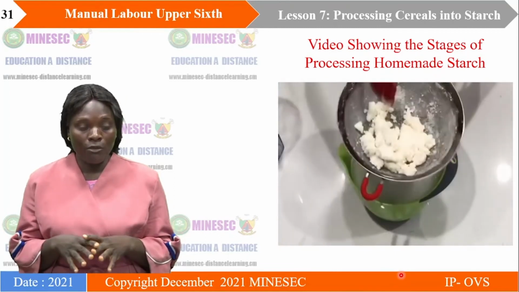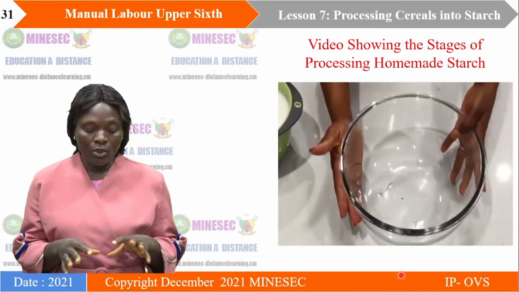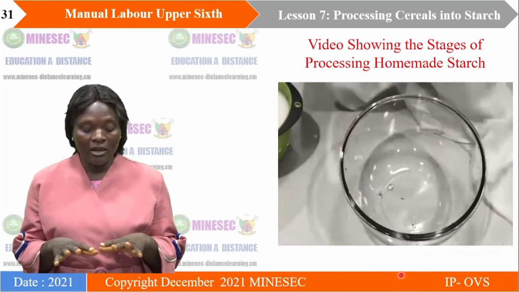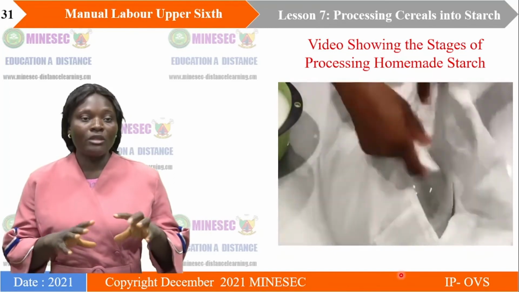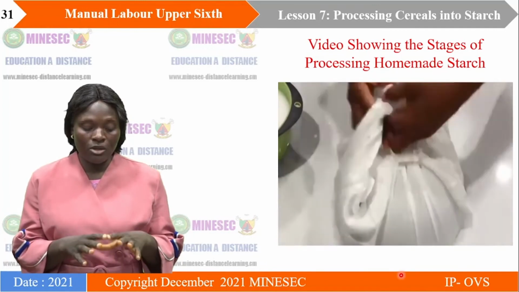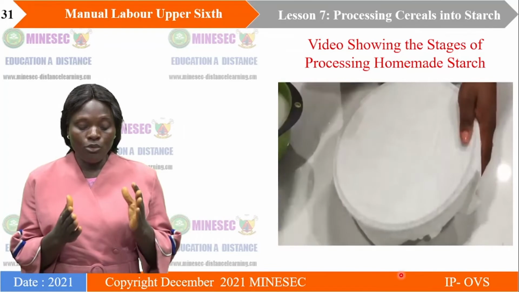You sieve very well. When you sieve, you see the chaffs and you see the white water. You put it in the water. You put it in a bowl for it to drain. And then you tie your cheesecloth. That is a cheesecloth being tied. You tie it to a bowl.